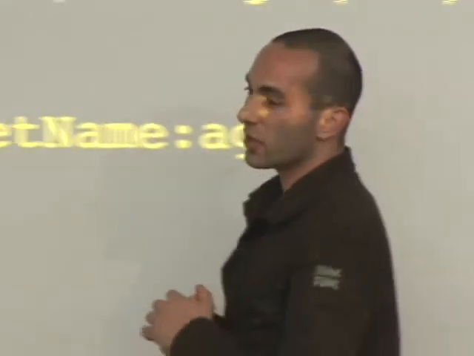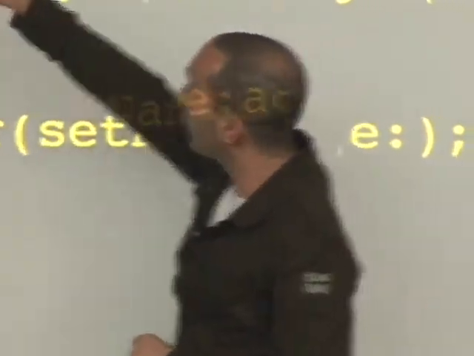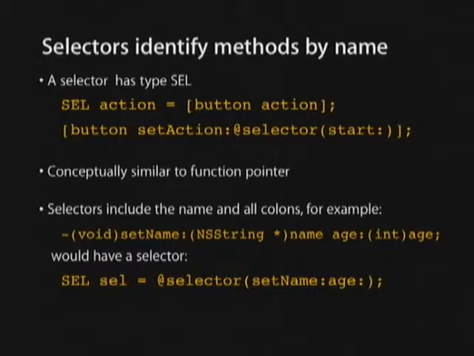Okay, selectors identify methods by name. So there's the SEL type. This is another thing that's new to Objective-C, the SEL type. Now, SEL is similar to the function pointer. Again, it's the representation in the language of that function pointer.